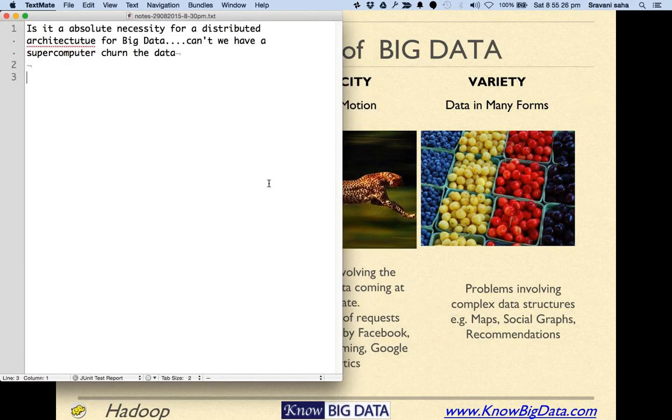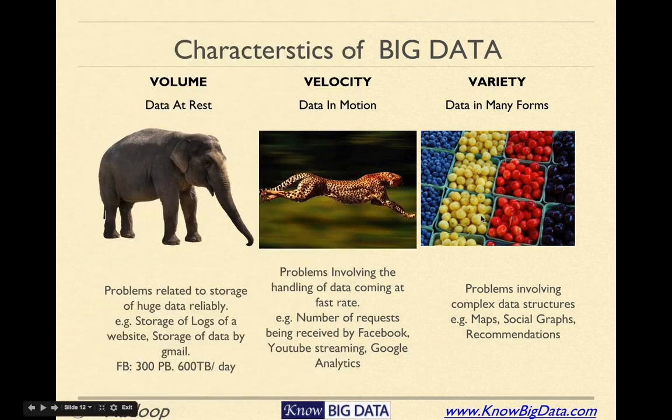All right, so this is a brilliant question. Let me come back to it again. So the question is, is it an absolute necessity to have a distributed architecture for big data? Can't we have supercomputers to churn big data? Okay, so yes, it is an absolute necessity. When we talk about big data, by definition we are considering only the distributed architecture. That's as per discussion. Now, the second question, can't we have a supercomputer churn the data? That is something we will answer as we go forward, because I need to show you properly.